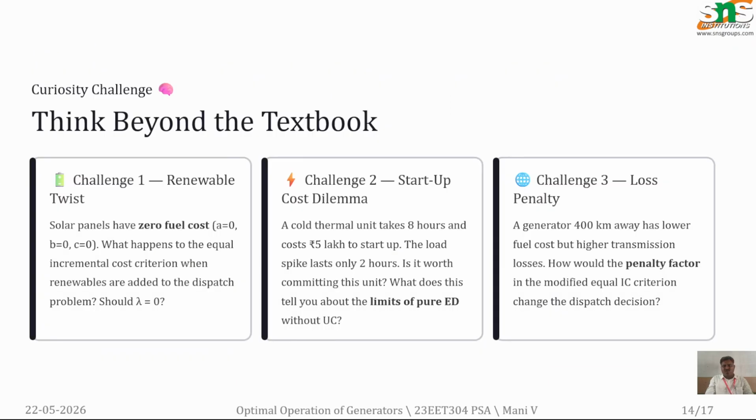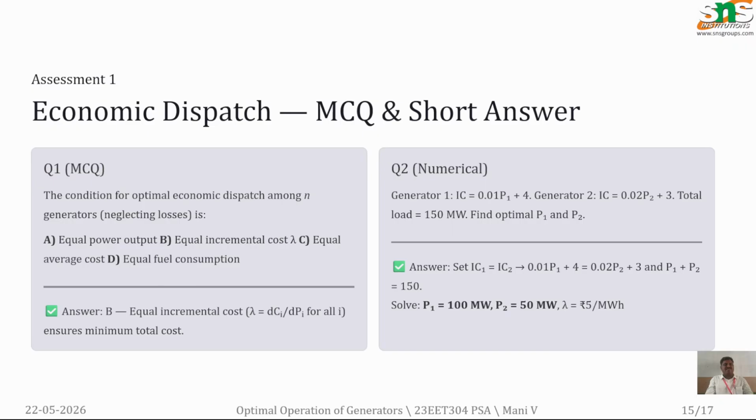So this is one of the questions. Here, the solar panel has zero fuel cost, that is, the constants A, B, C are 0. What happens to the equal incremental cost criterion when renewables are added to the dispatch problem? Should lambda be equal to 0? If you know the answer, just put it in the comment section.